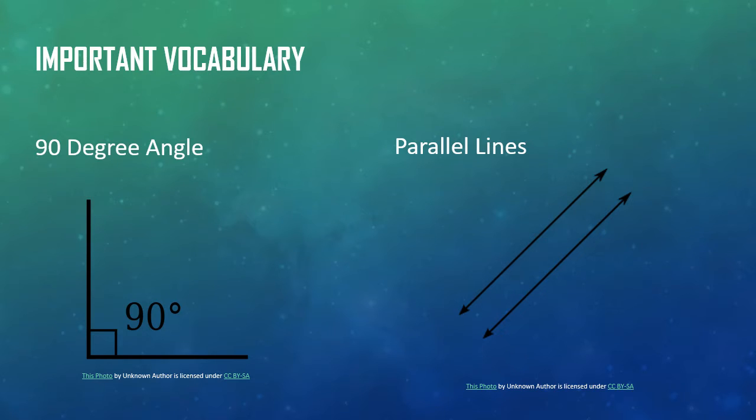This information, both 90-degree angle and parallel lines, are really going to be important today. So I wanted to take that moment to review this so that you can better understand the different types of quadrilateral shapes or polygons. So let's get into that work.